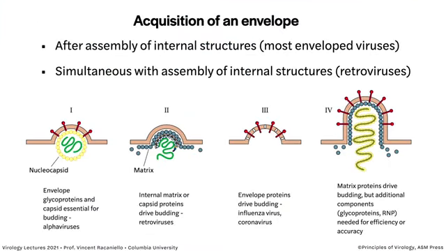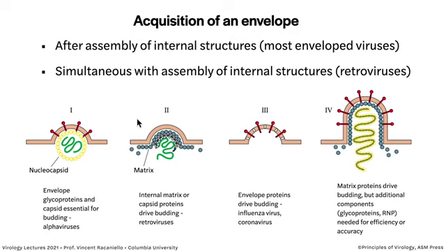Now, the last step in many virus assembly procedures is the acquisition of an envelope or a membrane. And most of the time this happens after the internal structures have been assembled. We've given an example for influenza virus. I'll come back to that and show it to you again in a moment. But for retroviruses, it is simultaneous with the assembly of internal structures. You'll see what I mean by that in a moment. The final maturation actually occurs after the budding.